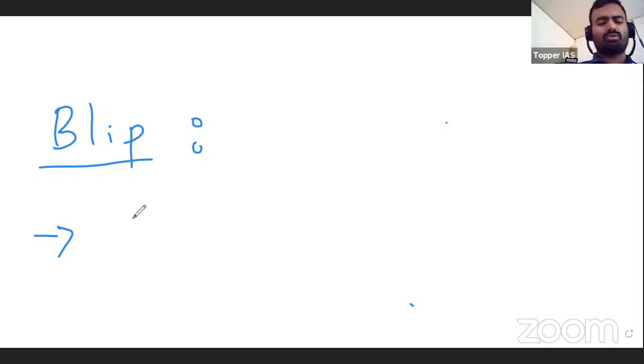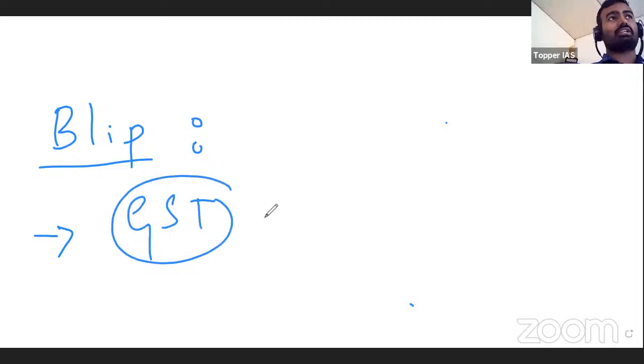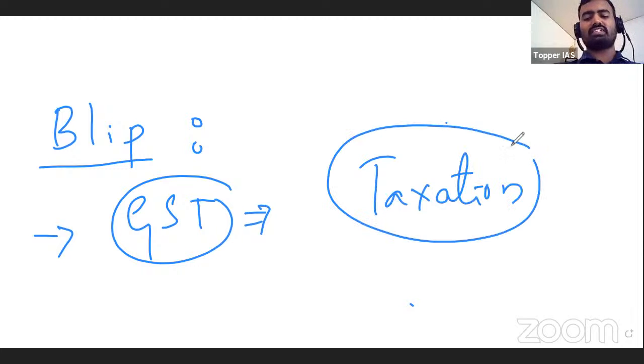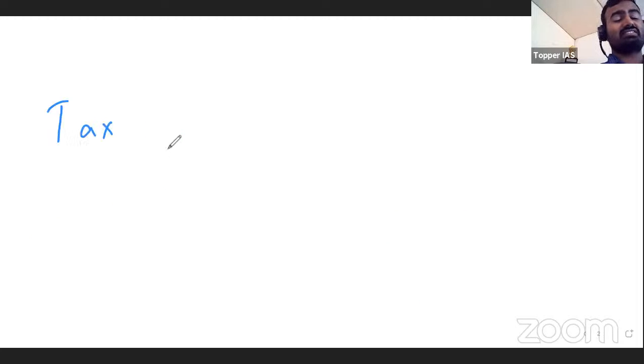So, GST, goods and service tax. You at least know the long form, right? So goods and service tax it is. So taxation. You will be studying taxation and all that in your economics. So, a brief idea with respect to taxation. What do you mean by tax?